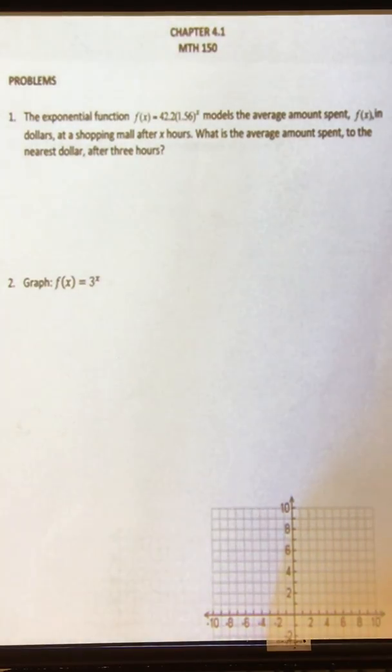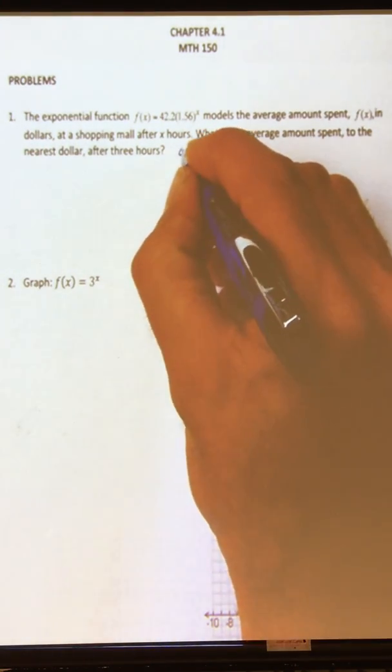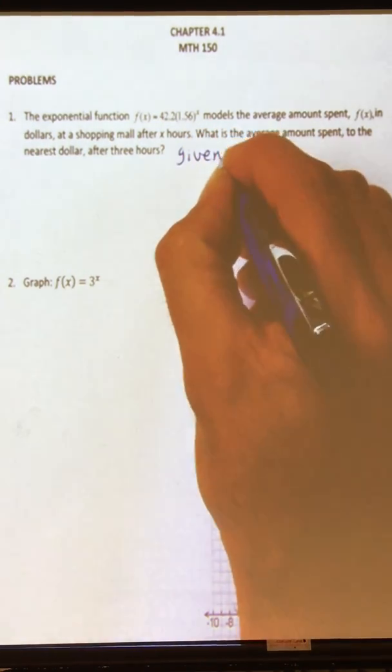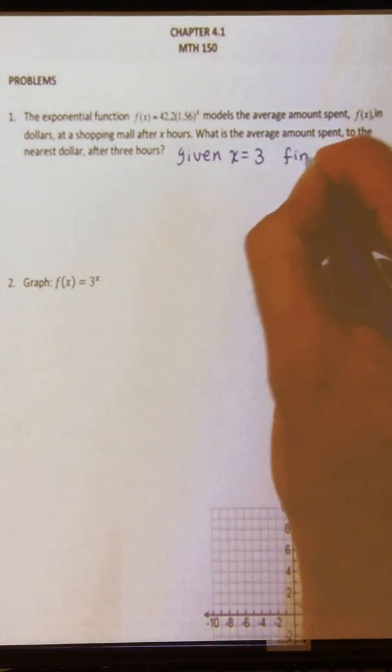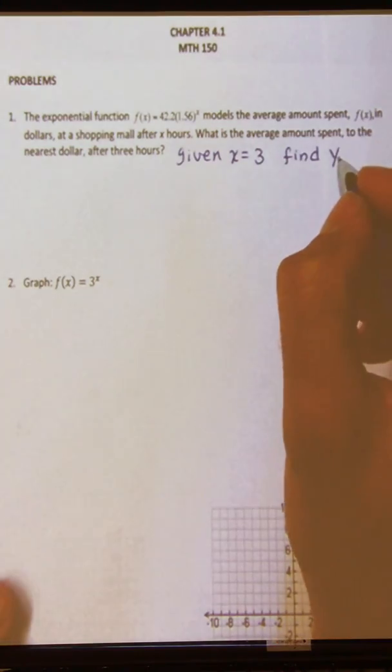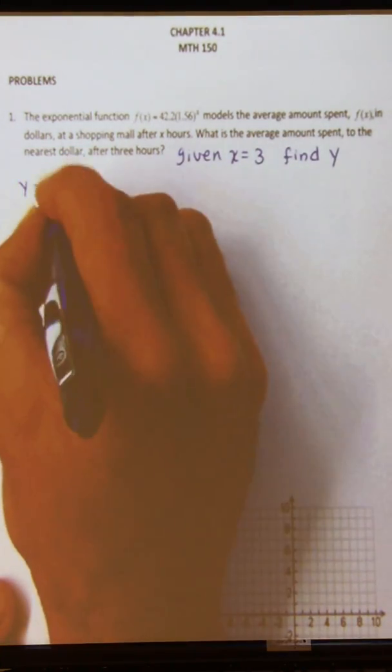Section 4.1 exercises. Problem 1. We were given an exponential function that models the average amount spent in dollars at a shopping mall after x hours of shopping. We want to know what is the average amount spent after 3 hours of shopping. So we are given here in this problem the value of x being 3 and asked to find the value of y. y is the functional value at 3 hours of shopping.